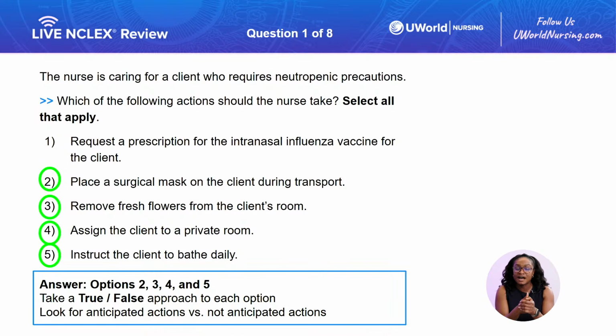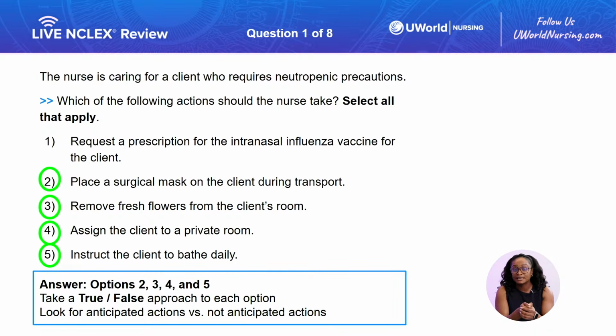And then option 5, which was a tricky one for some of you guys, instruct the client to bathe daily. A lot of people don't think that this is necessary, but the skin actually harbors, obviously, a lot of germs. So we need to keep the skin clean because that is the closest risk they can get for an infection. So bathe daily, as long as they're not using any harsh or drying soaps, bathing daily is highly, highly, highly recommended.